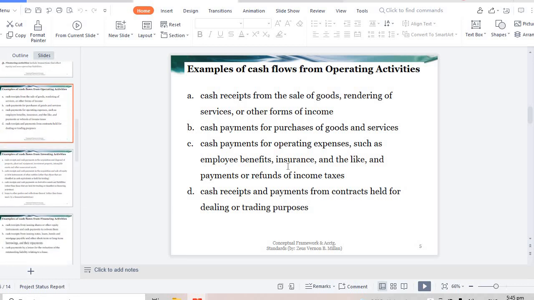And yes, examples of cash flows from operating activities: cash receipts from sales of goods and rendering of services, or other forms of income.